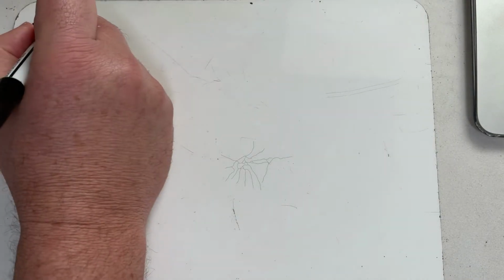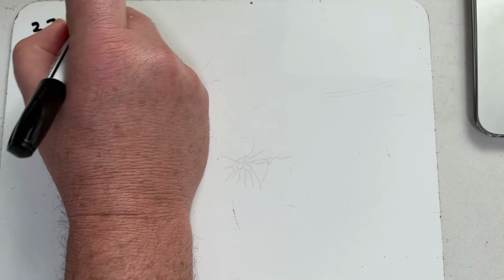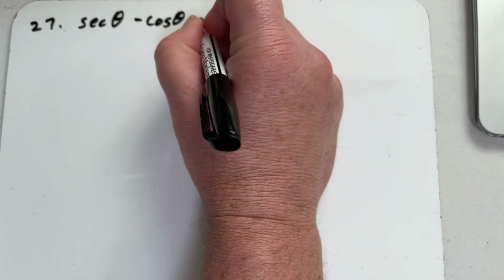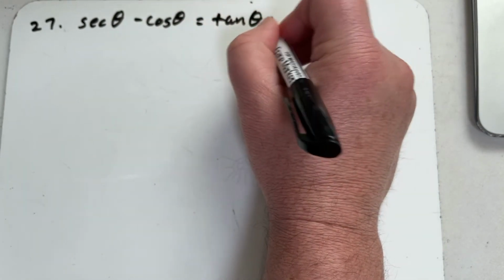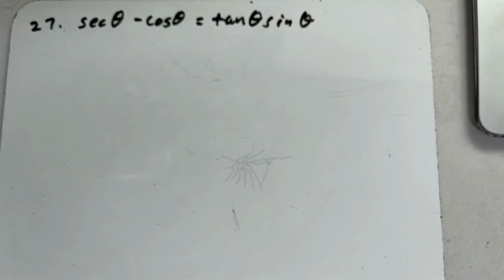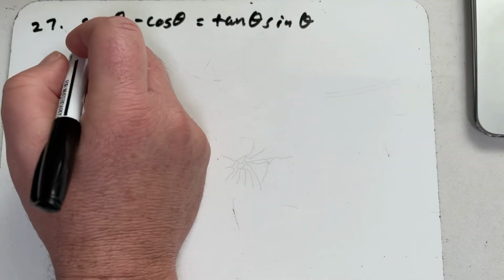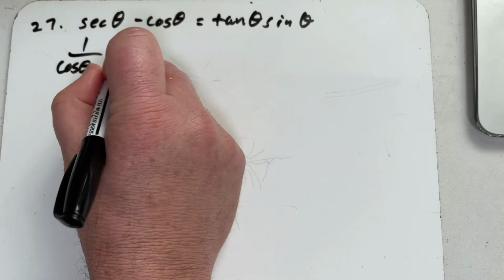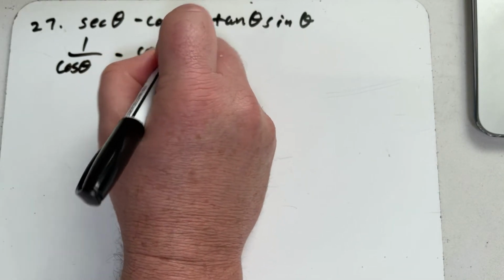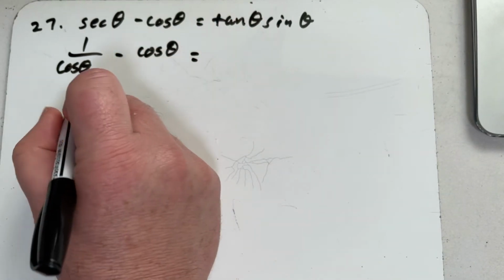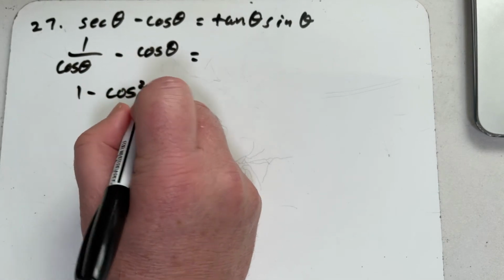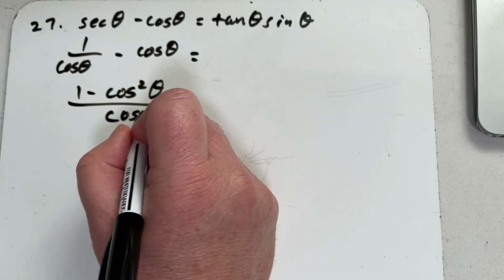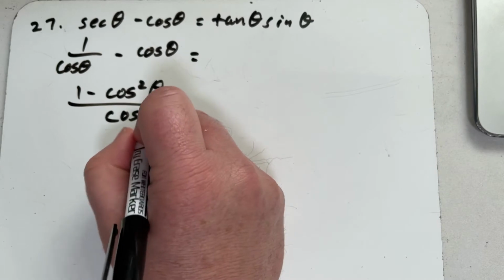27, secant minus cosine. All right, let's go. This is 1 over cosine minus cosine. Common denominator, so that's going to be 1 minus cosine squared all over cosine. And check it out. Hang on a second, what is that, cosine?